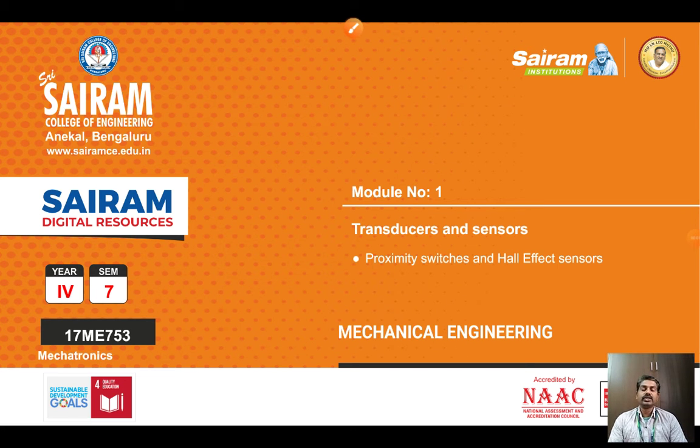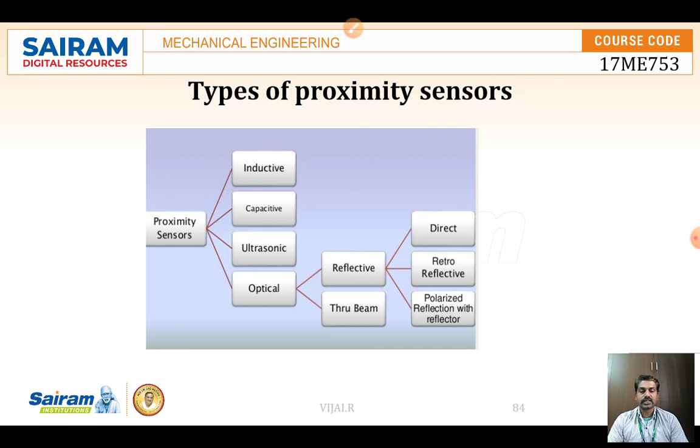Hi, in this video we are going to discuss the types of proximity sensors and the Hall effect sensor. The Hall effect, the first one, is a transducer sensor topic we are seeing in this video. A proximity sensor is one which is used to detect an object without touching that object.